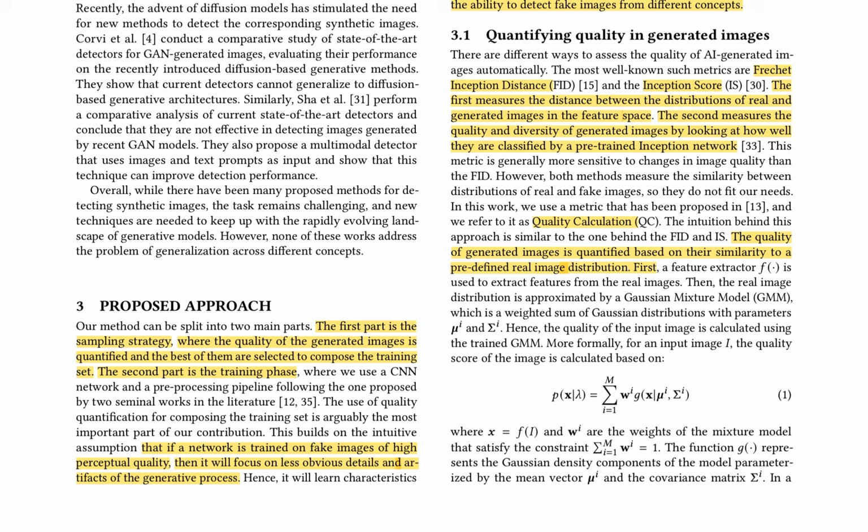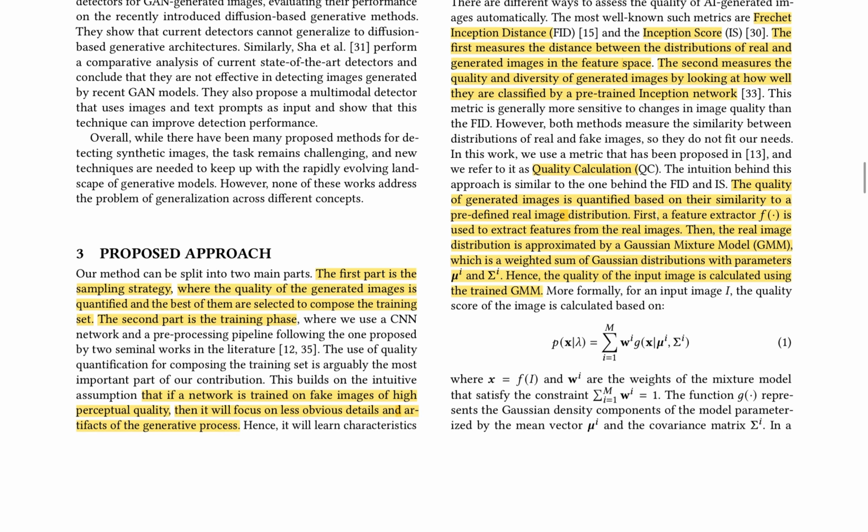First, a feature extractor F is used to extract features from the real images. Then the real image distribution is approximated by the Gaussian mixture model, which is a weighted sum of Gaussian distributions with the parameters mu i and sigma i. Hence, the quality of the input image is calculated using the trained GMM. This is very important. More formally, for an input image I, the quality score of the image is calculated based on this equation.